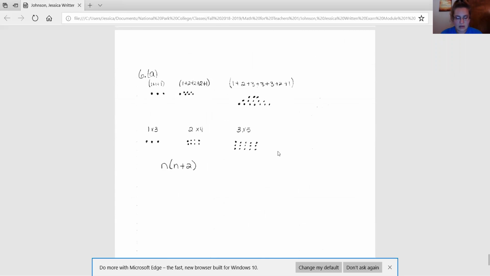So we are asked to create a dot pattern. So 1 plus 1 plus 1 will be 3 dots. And what you're trying to do is build like a pyramid. And then 1 plus 2 plus 2 plus 1 equals 8. And 1 plus 2 plus 3 plus 3 plus 3 plus 2 plus 1 is going to be 15 dots. And then if you notice that 1 plus 1 plus 1 equals 1 times 3.